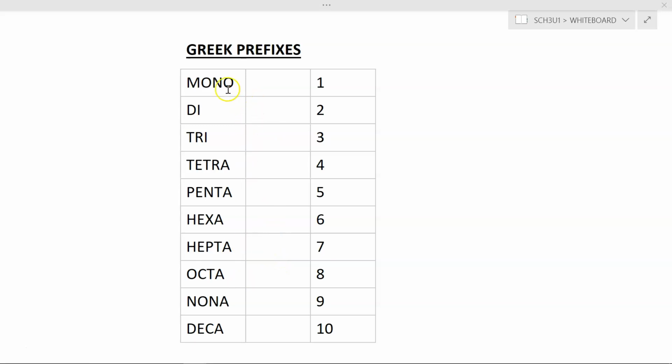Most of them should make sense, like mono is 1, octa is 8, deca, decade, 10, pentagon, hexagon, 5-sided, 6-sided, triangle, 3-sided. Really the only ones that give students trouble are di. Sometimes they'll say bi, but it's actually di, so like carbon dioxide, and that's 2. I have students say quad sometimes, but it's actually tetra for 4. This one gives a lot of students issues because a lot of French students think it's septa, but it's not French, this is Greek, so it's hepta for 7.